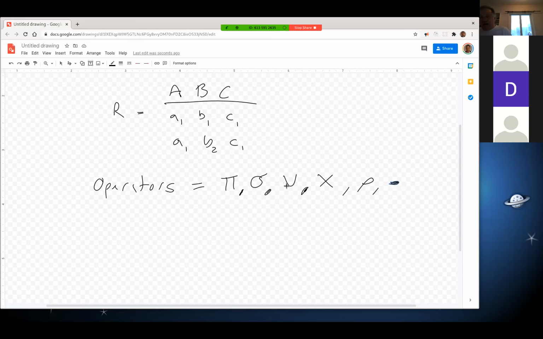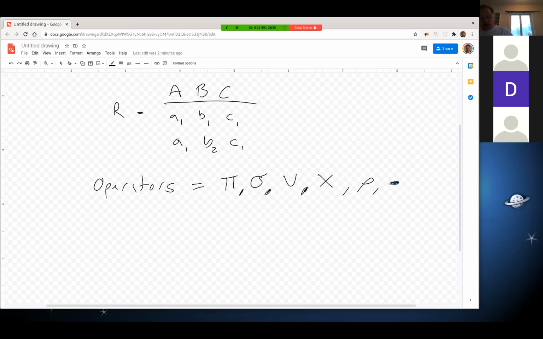Union, however, is a binary operator. It takes in two relations and gives you out a single relation result. Same with the Cartesian product: it takes in two relations and gives you out a single relation. The renaming is unary: it takes in one relation and gives out another relation. And the minus operator is binary. It takes in two relations and gives you out one relation as a result.